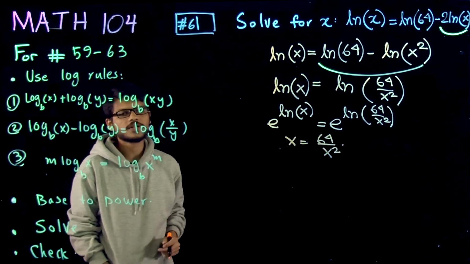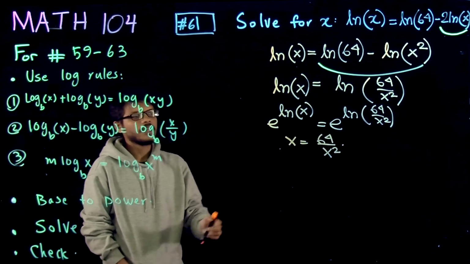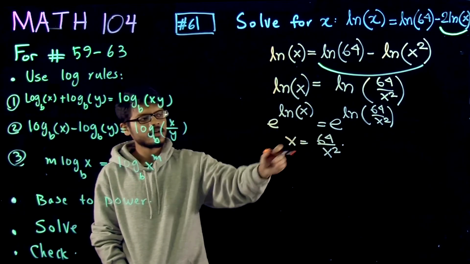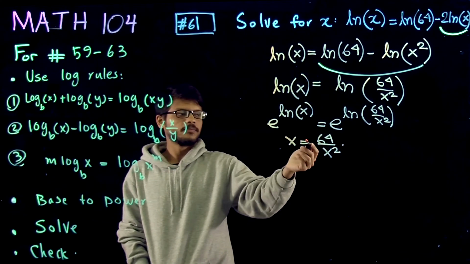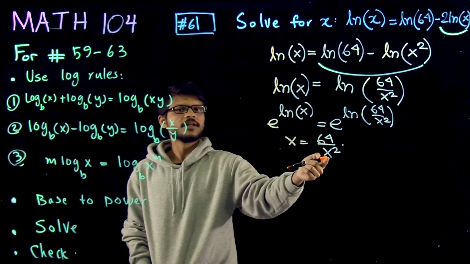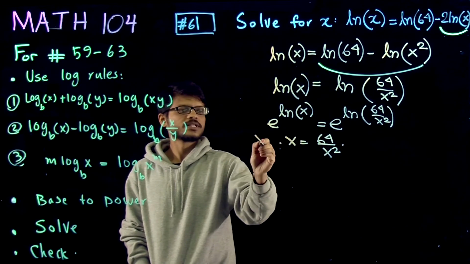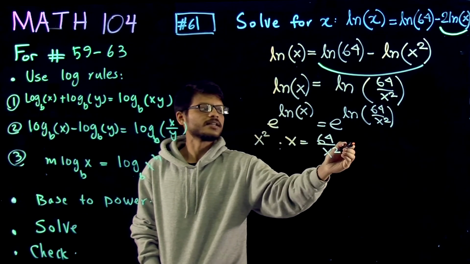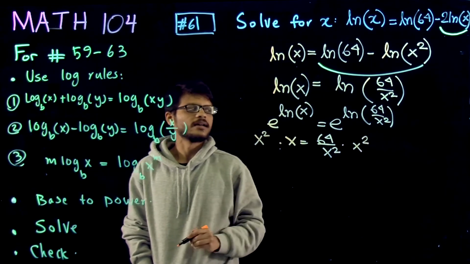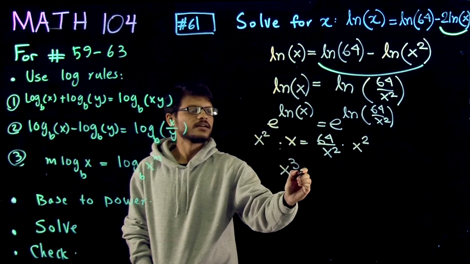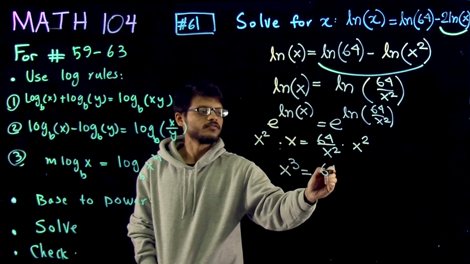Now this is the equation we should be working on: x equals 64 over x squared. How will you solve this equation? You just have to multiply both sides by the denominator of the right hand side, which is x squared. That will give me x cubed equals 64.